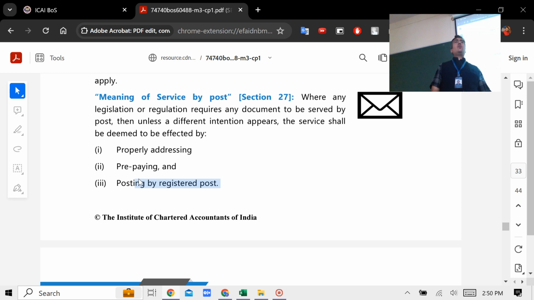These three assumptions the law always takes, and if anyone wants to prove that they have not received the notice, or the notice was sent to the wrong address, the income tax department, or I would say government agencies, will not prove it. Who will prove this? The person who is claiming, who is complaining, needs to prove that it is going against these three assumptions. Do you understand what I am saying?